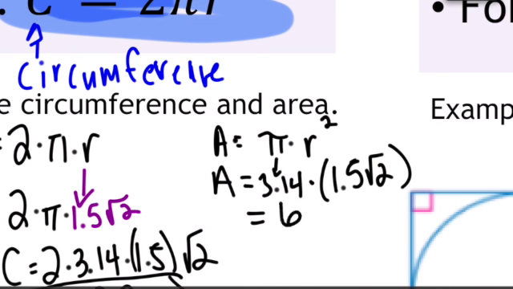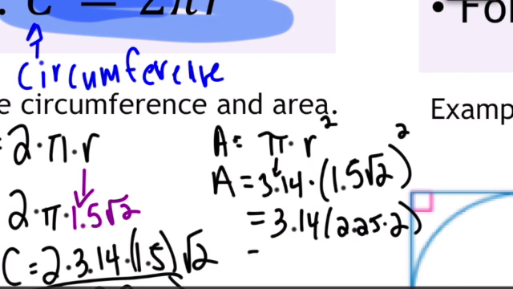I got 6. Oh, whoops, I didn't square. I did not square this. So let's go ahead and do that again. Actually, this might be even nicer, because when I square it, it's going to get rid of that square root. So I have 3.14 times, let's go ahead and square 1.5. So that gives me 2.25. And if I square radical 2, that's just 2.